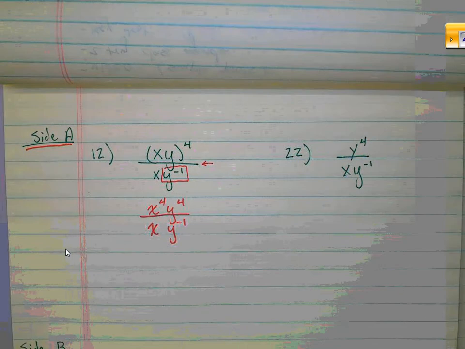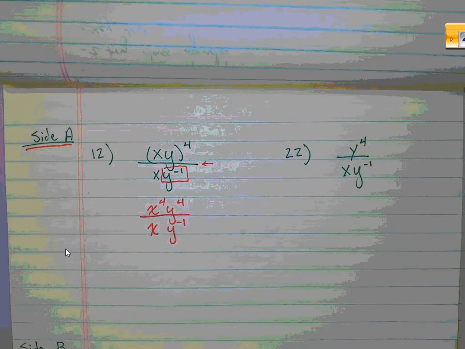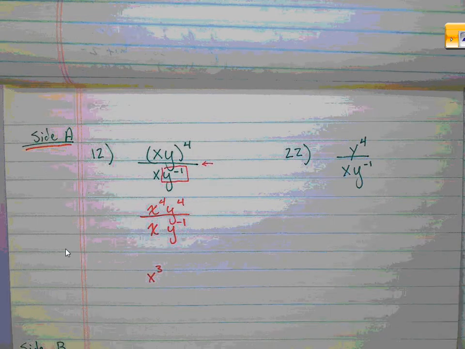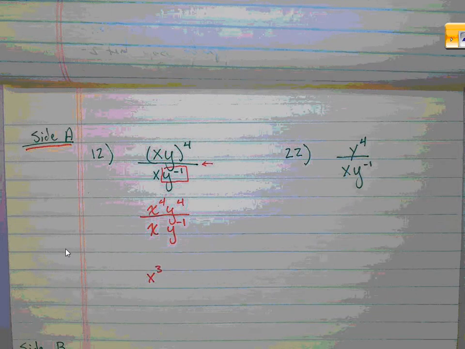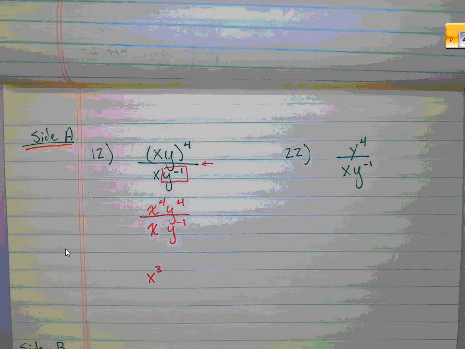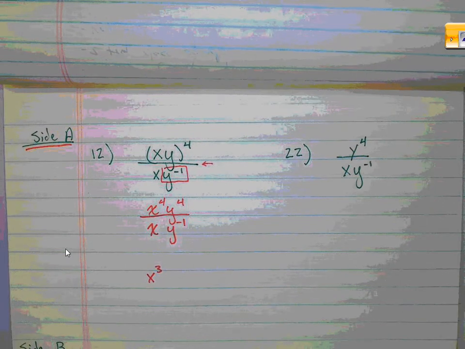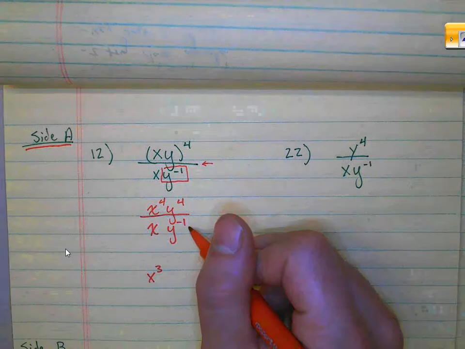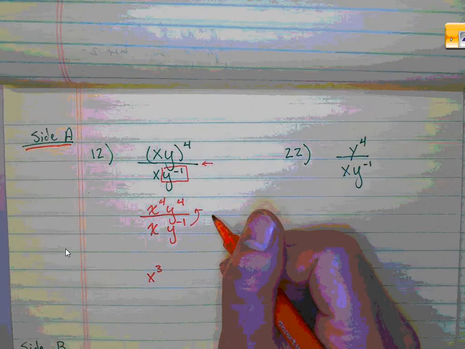Now there are 4 x's on top and 1 x on the bottom. That's going to simplify to a numerator that has x cubed, 3 x's being multiplied together. The denominator is a little trickier when you get to the y's because you have y to the 4th in the numerator. The denominator with that negative 1, we've learned that a denominator with a power of negative 1 is like taking it and moving up to the numerator and making it positive 1.